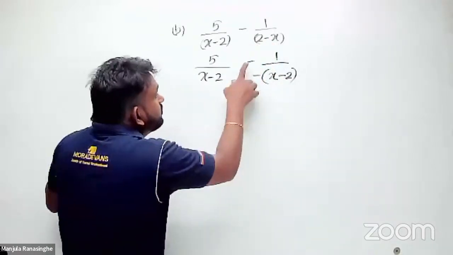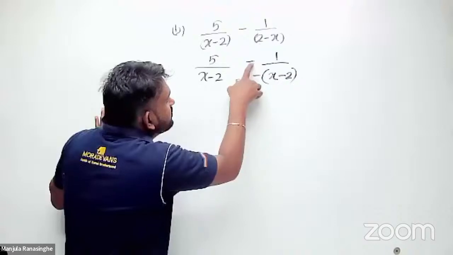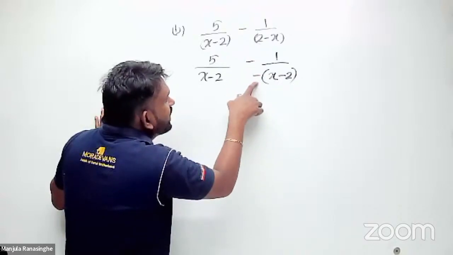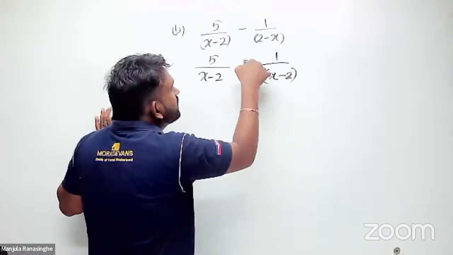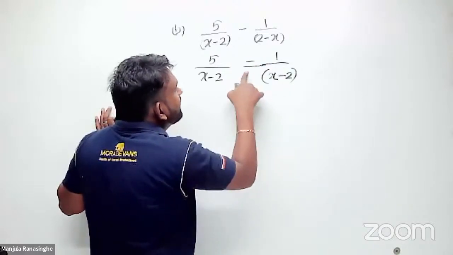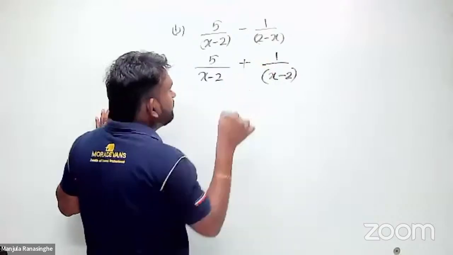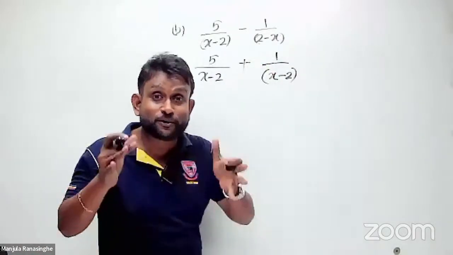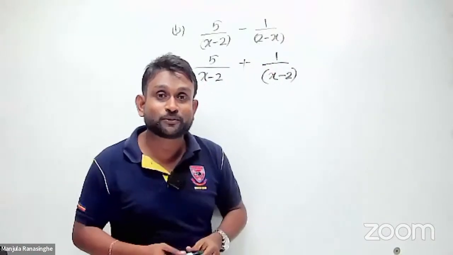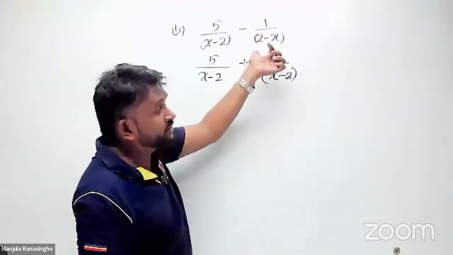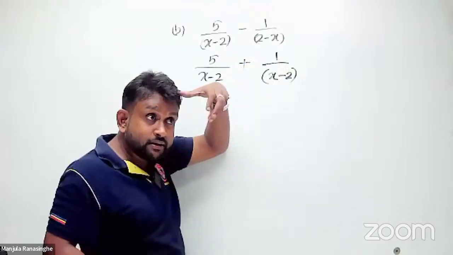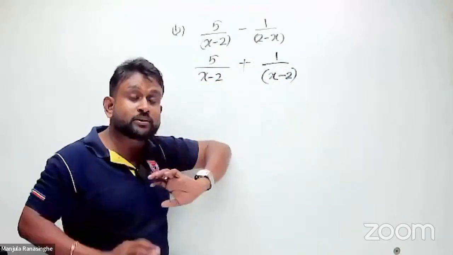Then what happened? This minus and this minus division, then it comes as positive. Then I can write it as a positive. That's what the teachers have taught you, to change the sign and exchange the terms. That's what is being taught, but that's the logic behind it.